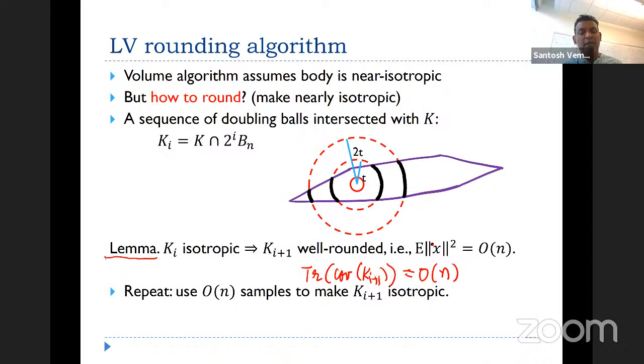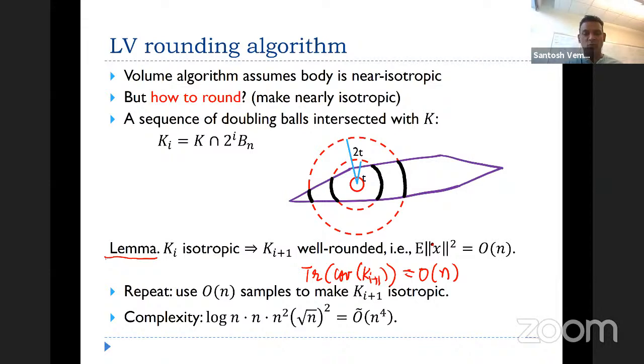So we can't maintain isotropy all through, but given isotropic, the next one is well-rounded. We sample that, make it isotropic. So you do this type of sequence: isotropic, the next one is well-rounded, make it isotropic, then the next one is well-rounded. Since we're doubling, we only need a log number of phases. But in each phase, you need n samples, each of which costs n cubed. Therefore, we take n to the 4, which is the same as the volume complexity. So the overall complexity is n to the 4.